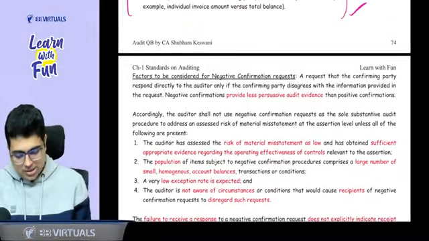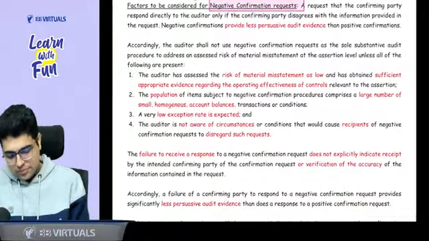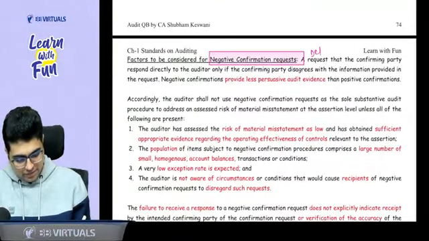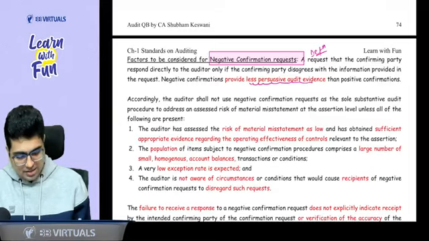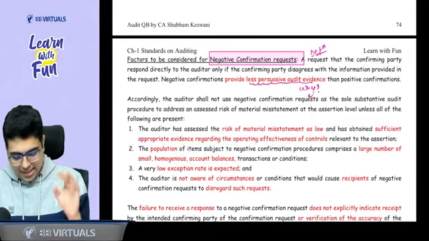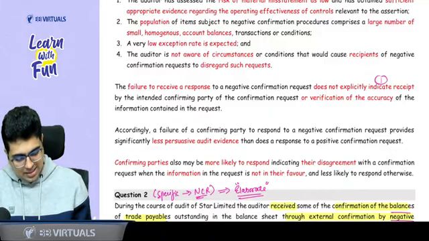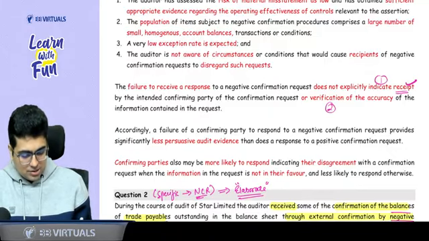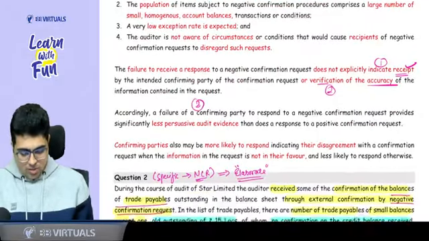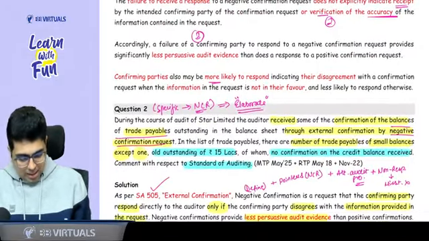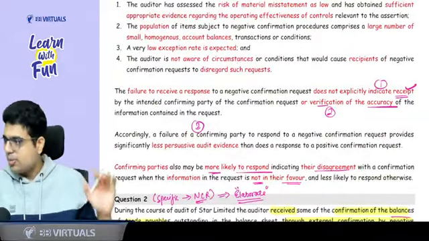Then, because it is a question mainly on negative confirmation request, first of all you will write the theory. In the theory, first of all define it. After the definition, write that it provides less persuasive evidence. Why does it provide less persuasive evidence? Write the 3 points. Failure to receive a response does not mean they have received the confirmation. Second, it does not mean verification of the information. And the third point, that they are more likely to respond with a disagreement when the information is not in their favor. So these are the 3 points you mention.